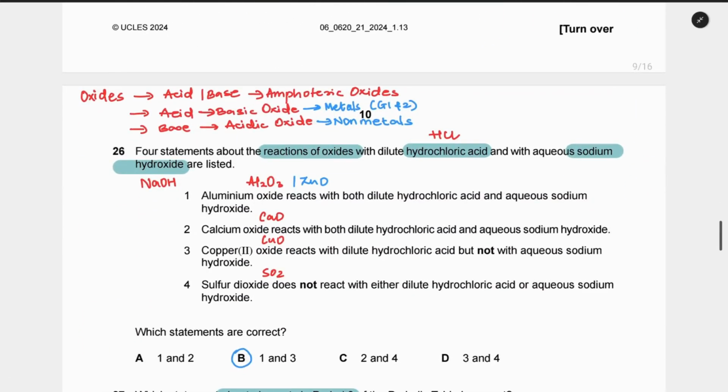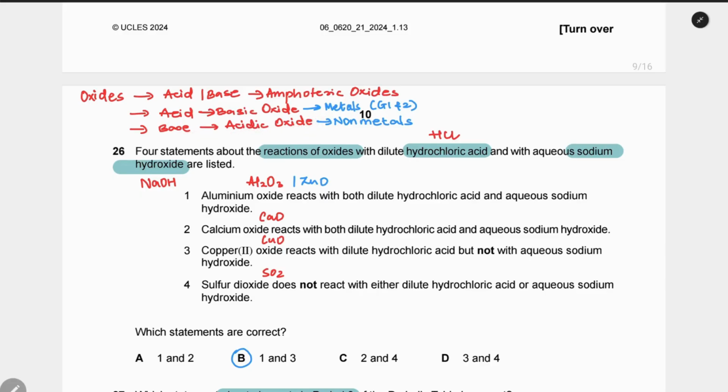Question number 26. Four statements about the reaction of oxides with dilute hydrochloric acid and with aqueous sodium hydroxide are listed. First we must know how oxides react with acid and with sodium hydroxide. If any oxide reacts with both acid and base, we get an amphoteric oxide. If the oxide only reacts with acid, it is a basic oxide. And if the oxide reacts with base, it is an acidic oxide.